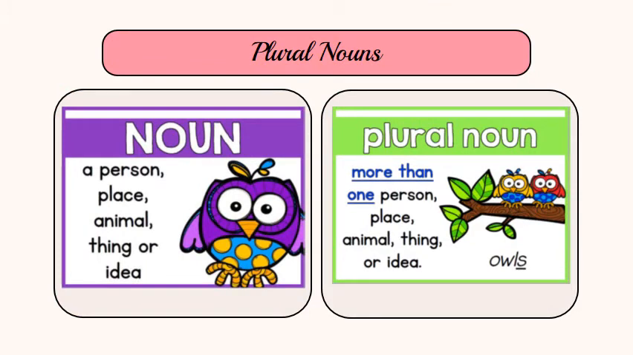Now, our lesson is about plural nouns. A plural noun is more than one person, place, animal, or thing, or idea. For example, here I have one owl, one animal, one noun. Here I have one, two. So a plural noun is more than one person, or place, or animal, or thing, or even an idea. So when I have more than one, I add an s to the noun. It becomes owls.